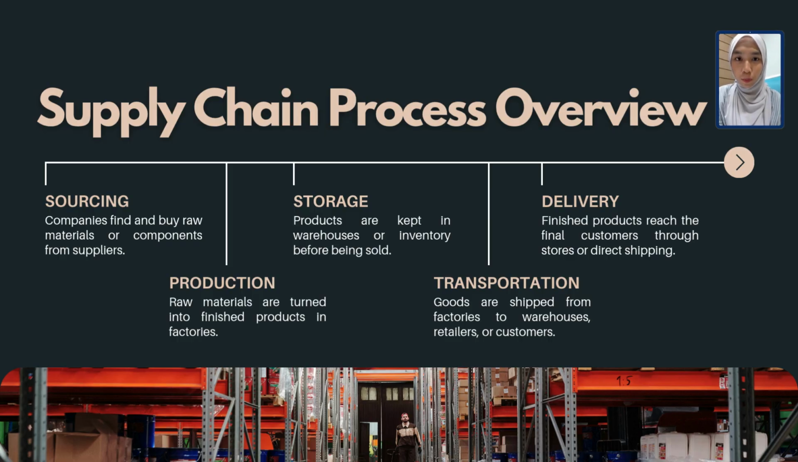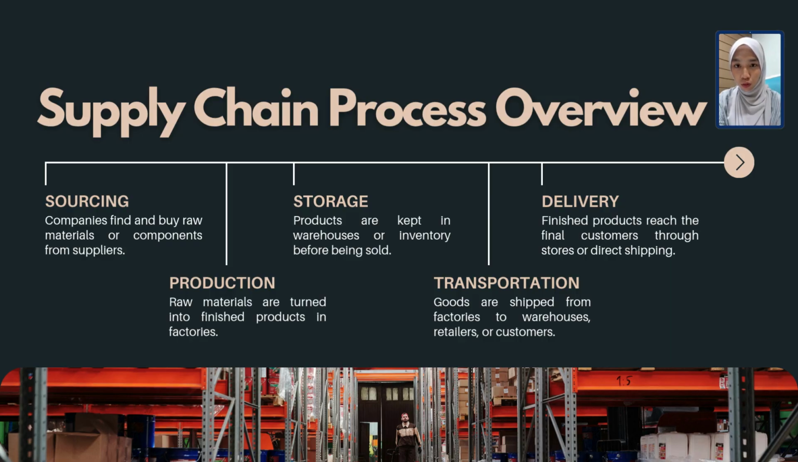Now let's look at the supply chain process overview. As you can see, our end-to-end operation is built on 5 key pillars. First is sourcing. Companies find and buy raw material or components from a supplier. Second is production, transforming raw material into finished product in a factory.